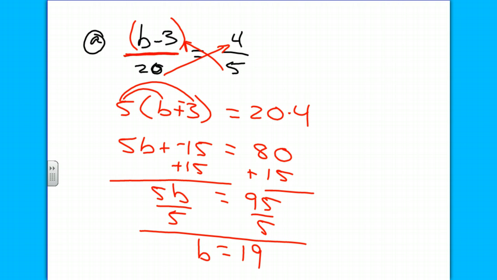Okay. Which, of course, we can check back in the original. What is 19 minus 3? 16. Is 16 over 20 the same as 4 over 5? Yes, it is. Good. So we've had a good check.